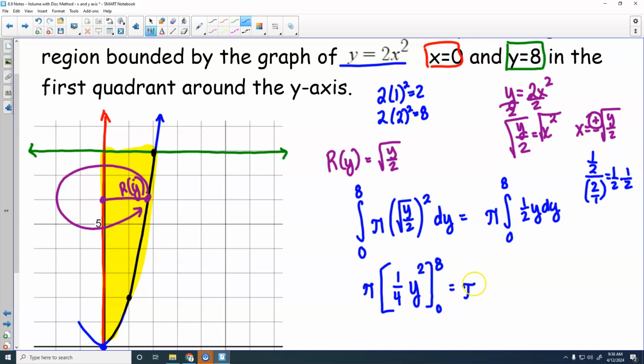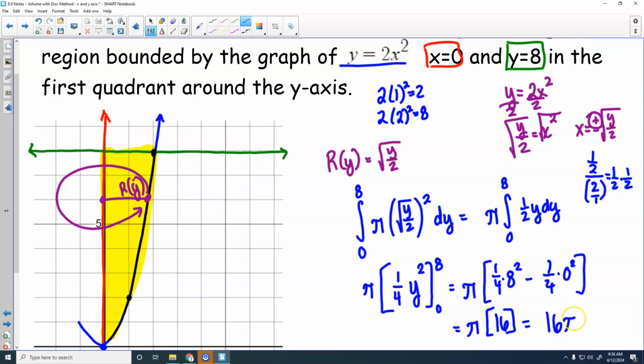This is going to give us pi, and we'll have 1/4 times 8 squared minus 1/4 times 0 squared. And 8 squared is 64. 1/4 of 64 is going to be 16. Is that right? Yeah, that'll be right. So we will get 16 pi as our answer.